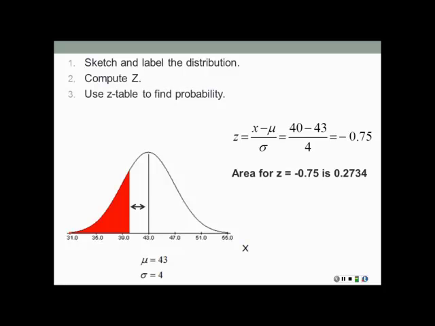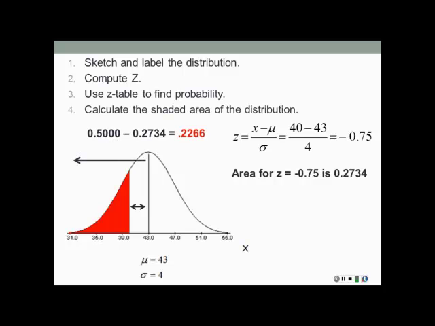Then go to the z-table. The minus, again, on the z-table, that doesn't make any difference. Just go to 0.75, and you'll find an area of 0.2734. That's the area that I have with the arrows over here in the curve. We're 0.75, and that area in there is 0.2734. Of course, from the mean down is 0.5, so we're going to subtract this from 0.5 to get our final answer of 0.2266.